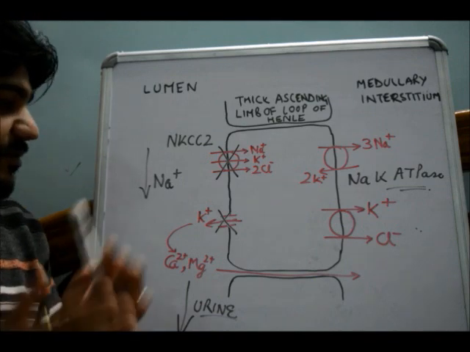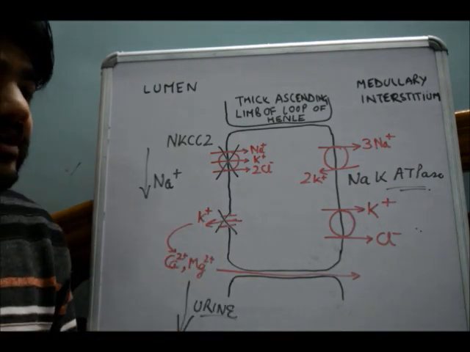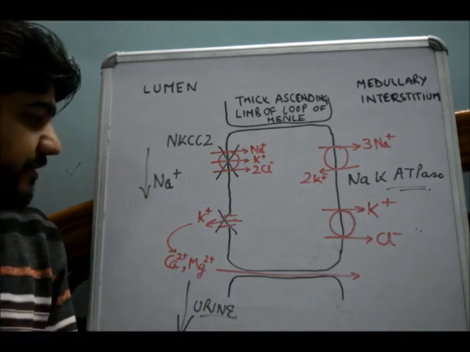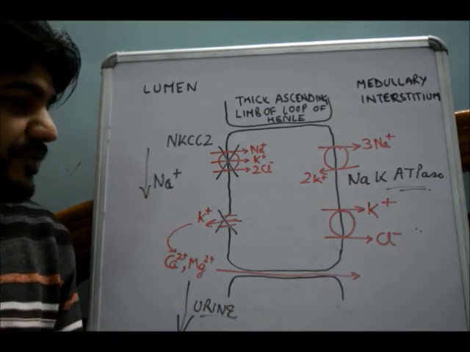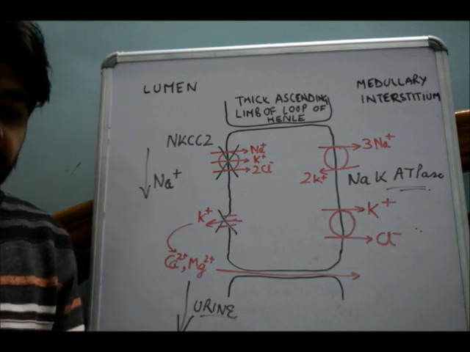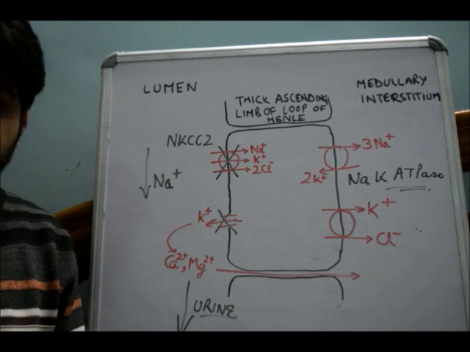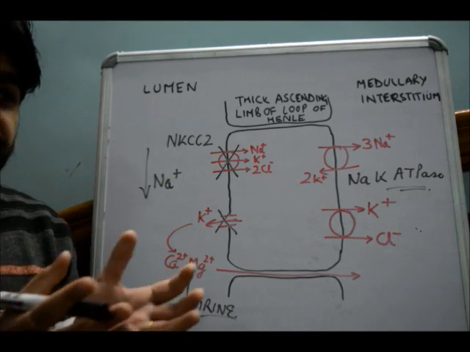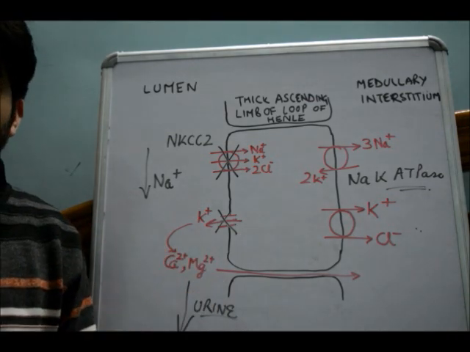And this can be better understood in terms of what we call free water clearance. So free water clearance is a term which is given to understand how much extra water is being excreted whenever the urine is passed isosmotically.